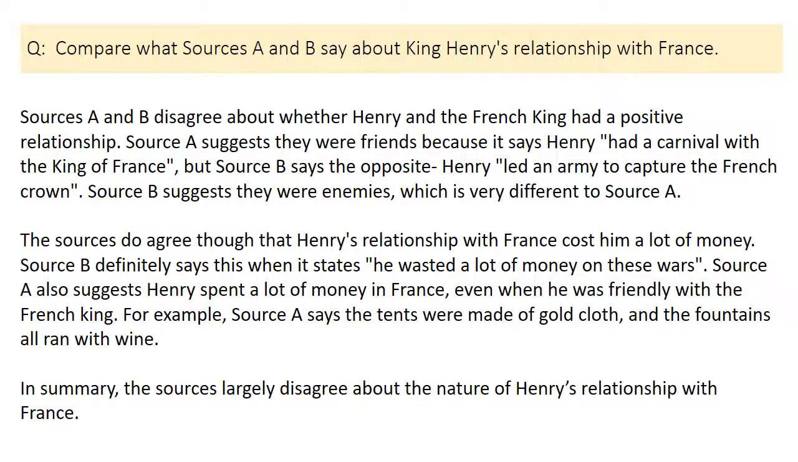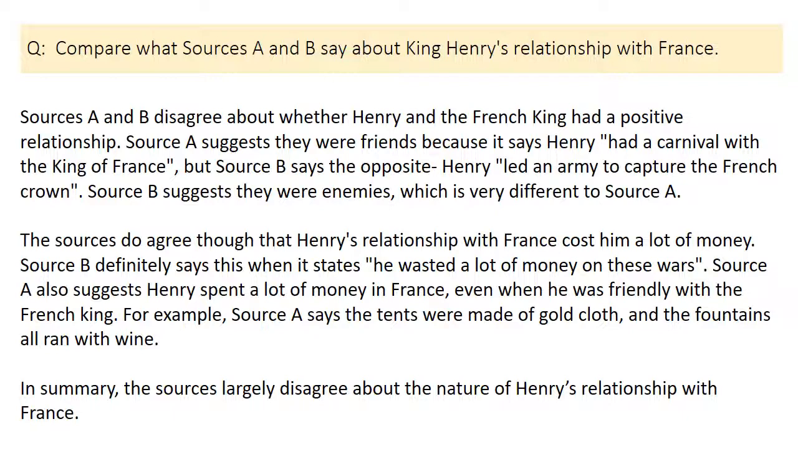A good answer might look like this. Sources A and B disagree about whether Henry and the French king had a positive relationship. Source A suggests they were friends because it says Henry had a carnival with the King of France. But source B says the opposite. Henry led an army to capture the French crown. Source B suggests they were enemies, which is very different to source A.